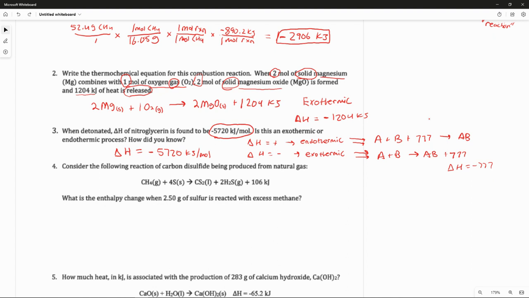That is, in fact, one of the trickiest parts of calculating if it's an exothermic or endothermic, because you do not know immediately just by looking at the equation. Just because this is a positive number does not mean it is always endothermic. So your answer for number 3 will be exothermic.